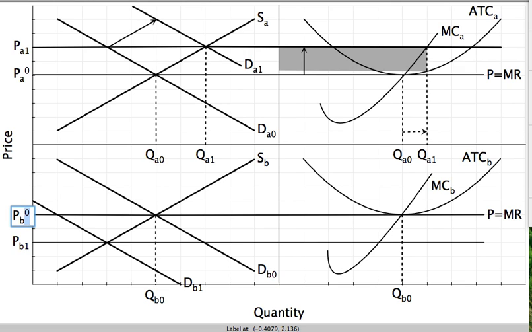And let me adjust that. Let me adjust this one. Let me keep the notation here consistent. All right. What's going to happen to the quantity? The quantity is going to decrease when demand decreases. So what do we see happens to the equilibrium quantity in the market? We see the equilibrium quantity in the market falling to QB1.